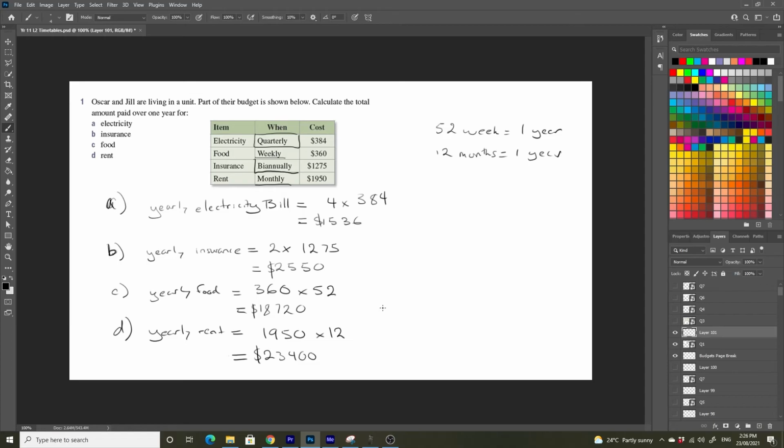Okay, so now that we've solved for all of these items in their budget, they are all in terms of years, then you can work backwards from this information to get a weekly amount you'll be spending on every single one of these bills that are occurring at different time periods.